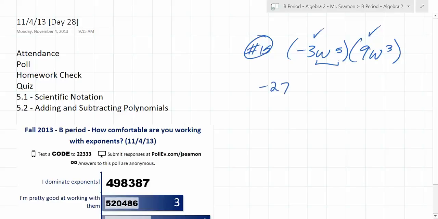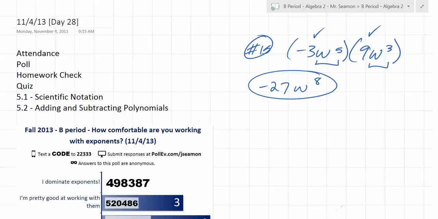What are the like terms here? We have w to the 5th and w to the 3rd. W to the 5th times w to the 3rd. What do you do with the exponents? So it's w to the 8th. All done. That's it. You're done. There's nothing else you can do.